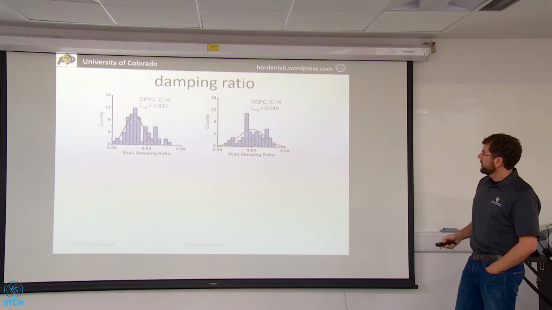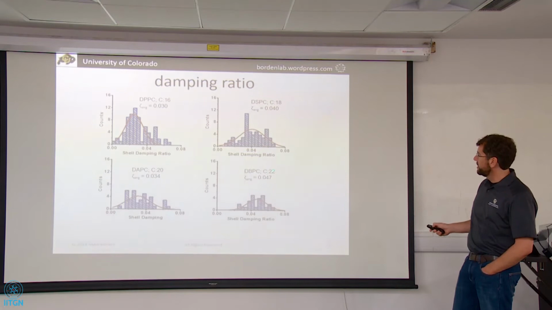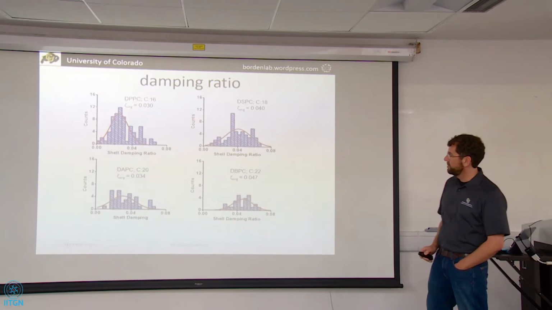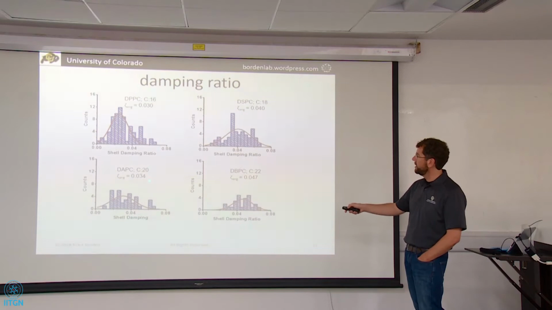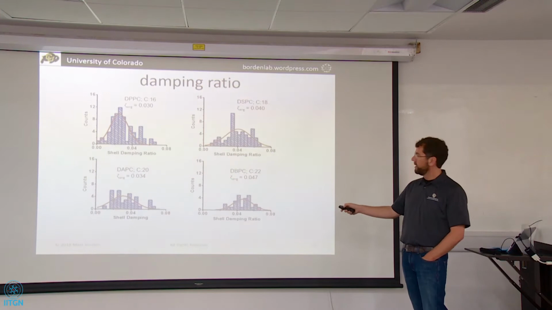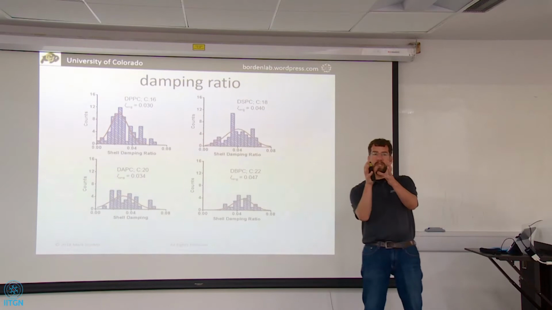Here it is for DPPC, DSPC, so C16, C18, C20, and C22. You can see that they're pretty broad distributions. But here's the key: 0.03, 0.04, 0.03. These are actually not statistically different. The only one that's statistically different is this one, and it has a higher viscosity. So the same material that had a lower elasticity has a higher viscosity.